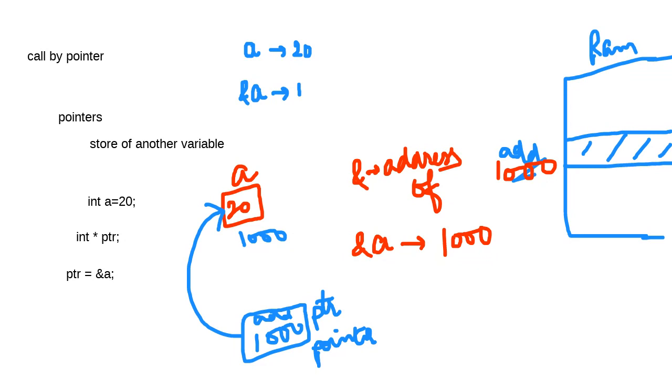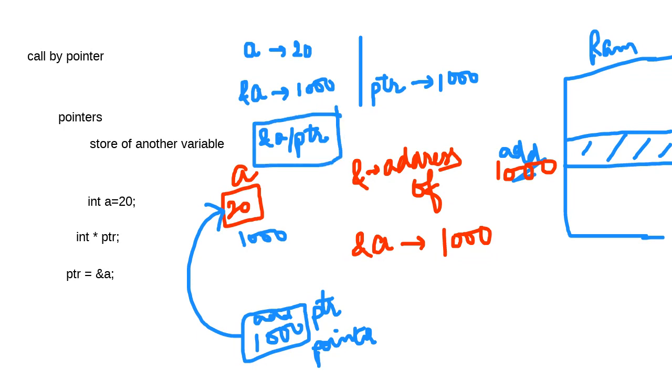Ampersand A means 1000, right? And when I talk about PTR, what value is contained in PTR? Again 1000, right? So I can say ampersand A or PTR, that's the same thing, right?